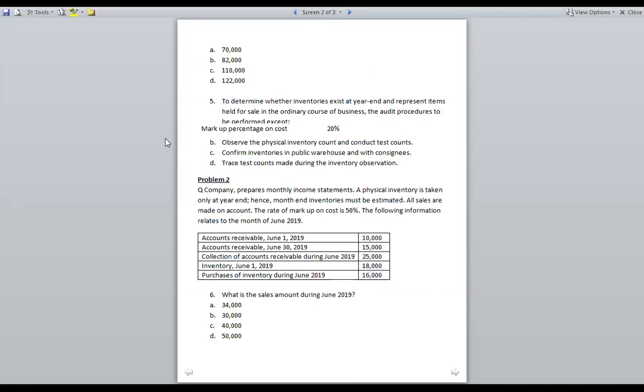So here's the problem. Okay, we're in prepares a monthly income statement. A physical inventory is taken at year end. Month-end inventory must be estimated. All sales are on account. So sales on account. So ibig sabihin, meron kang receivable. Okay, meron kang receivable.